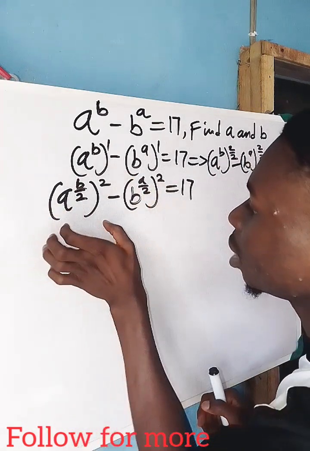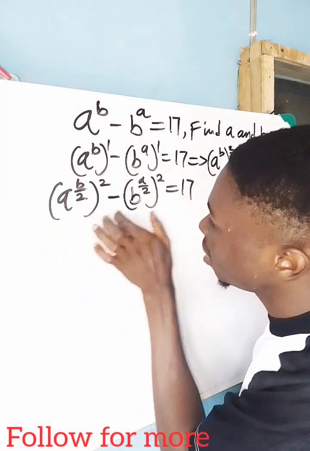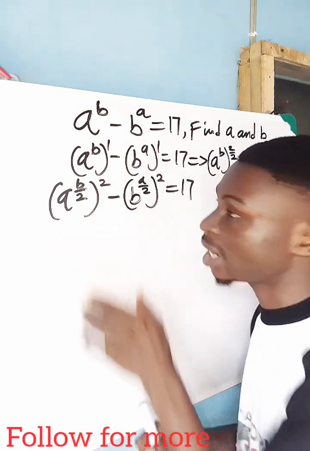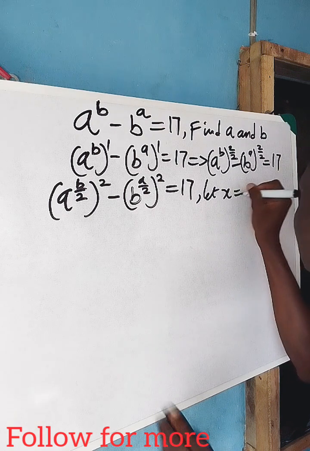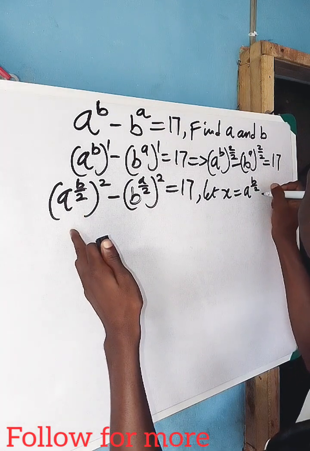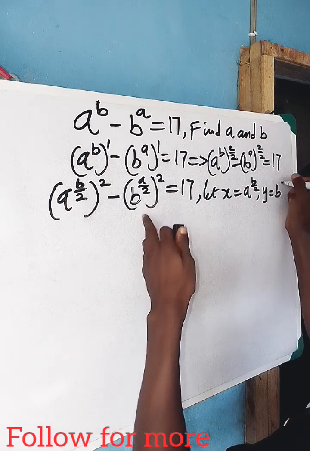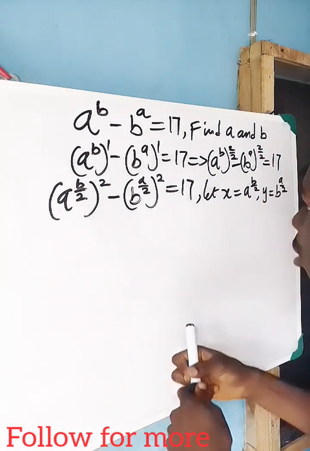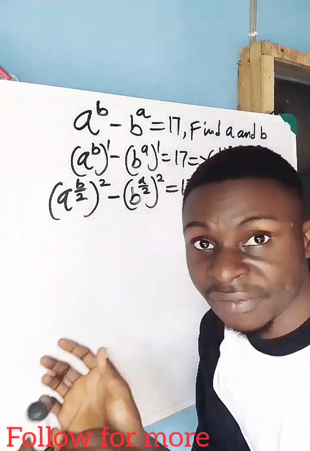So what we are going to do is that let's represent this with a variable, because they are not the same. So different variables must be represented, right? So you can say that let x be equal to a to the power of b over 2, and also y to be equal to b to the power of a over 2, so that we can fix these variables in this place to form a difference of 2 squares.